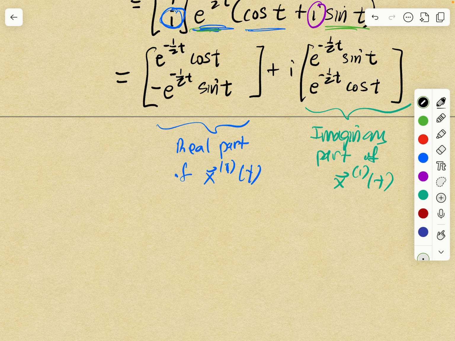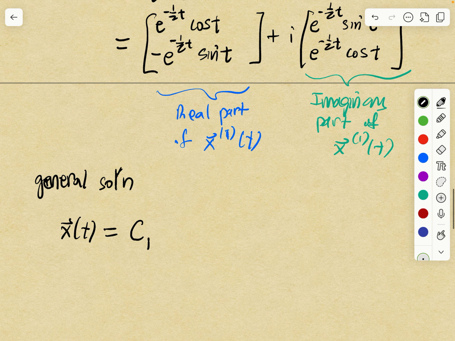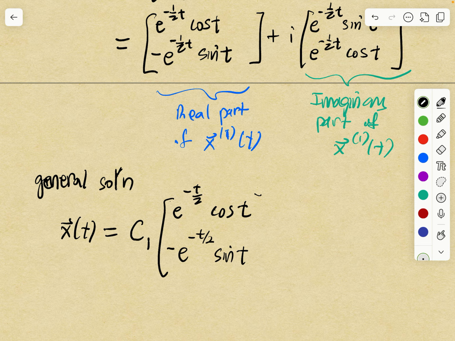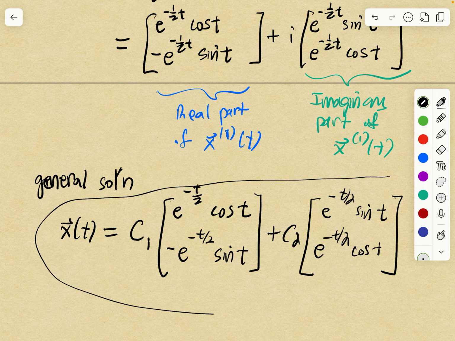So my general solution, finding all the real valued functions that satisfy the differential equation, is x of t equals c1 times e to the minus t over 2 cosine t, minus e to the minus t over 2 sine t, plus c2 e to the minus t over 2 sine t, e to the minus t over 2 cosine t, where c1 and c2 are real numbers.